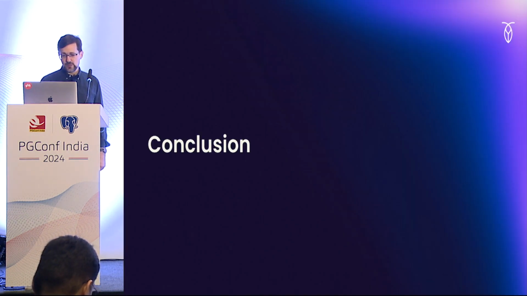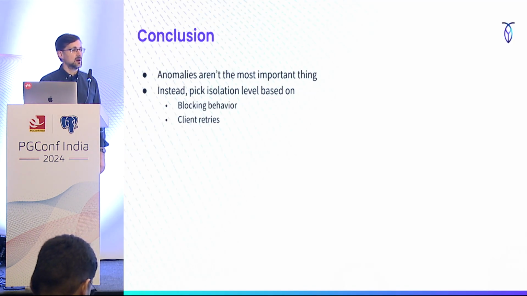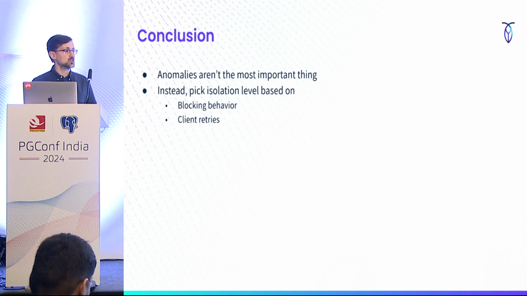So, in conclusion, the details of data anomalies that are the traditional way of explaining SQL isolation levels are not the most important thing. Instead, pick your isolation level based on how they cause your application to block and how transactions interfere with each other, and how they expose retryable errors to your application.